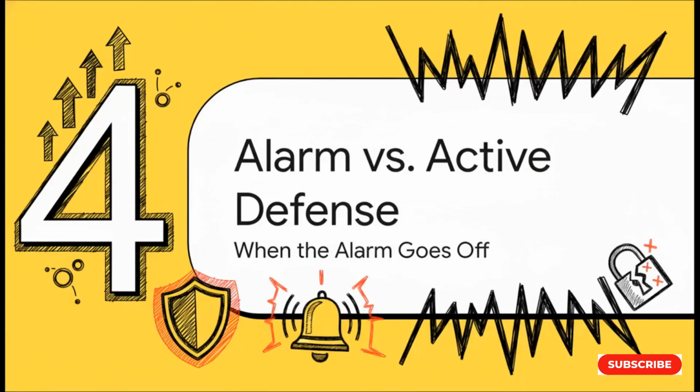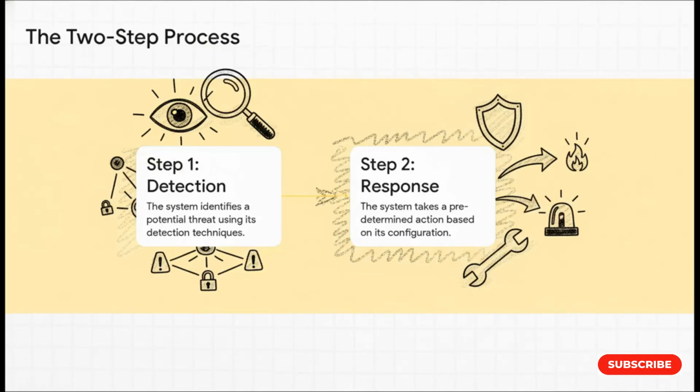All right, so the alarm's been triggered. The system spotted something. Now what? What actually happens when that alarm goes off? It's basically a 2-step process. Step 1 is the detection, which we've already covered. But step 2 is the response. And this is where you have a choice, because the system can be configured to act in very different ways.